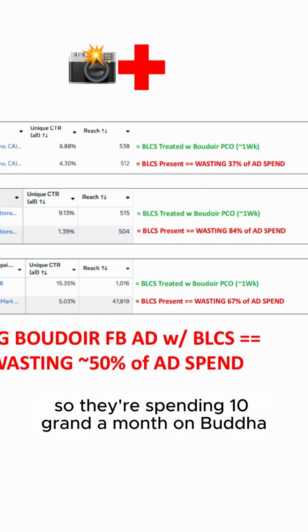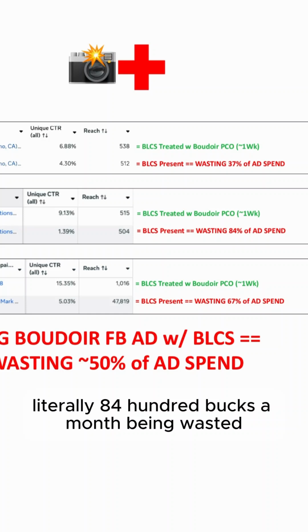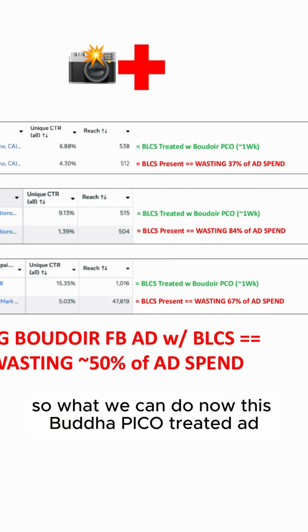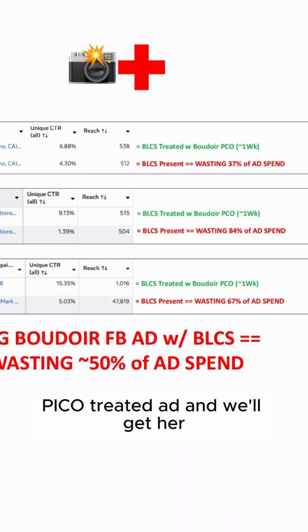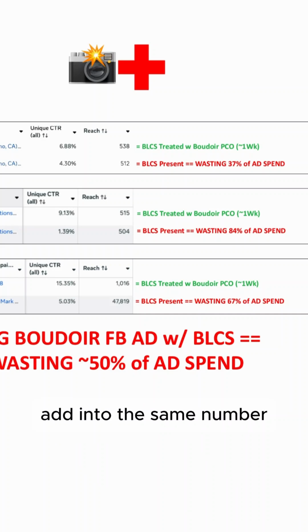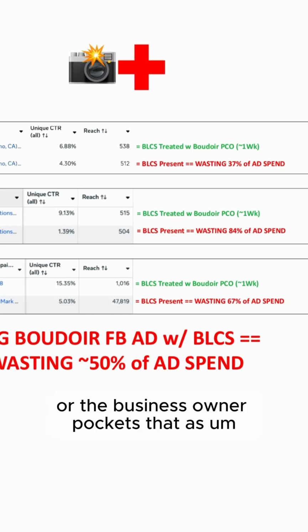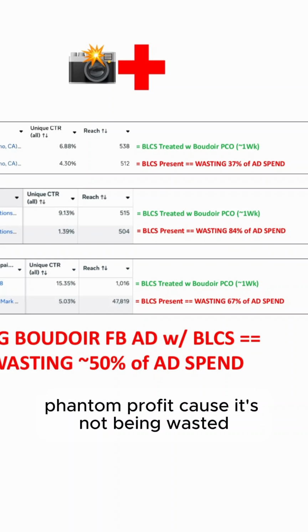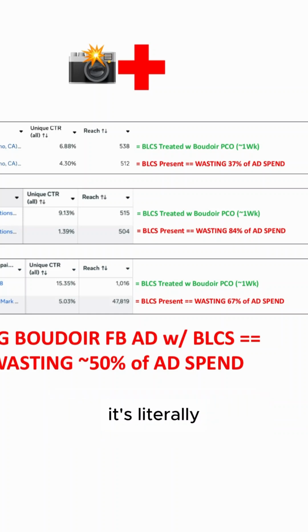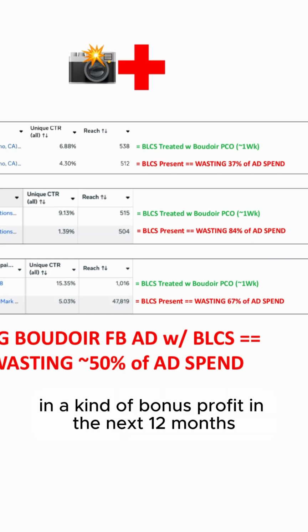So if they're spending 10 grand a month on Boudoir Facebook ads, literally $8,400 a month is being wasted, thrown out the window. So what we can do now with this Boudoir Pico treated ad is eliminate that wasted ad spend, only spend the difference, $1,600 a month on the Boudoir Pico treated ad, and we'll get our ad into the same number of women's brains as the original at a 10 grand a month spend. So massive gains there, and the business owner pockets that $8,400 as an invisible phantom bonus, phantom profit, because it's not being wasted. It's literally something like 100 grand in bonus profit in the next 12 months.